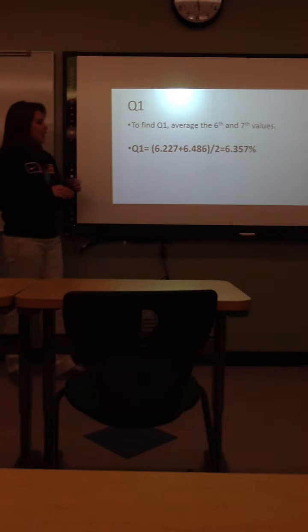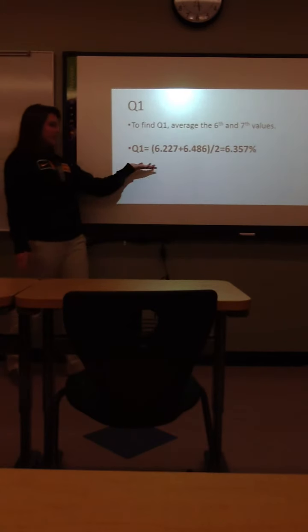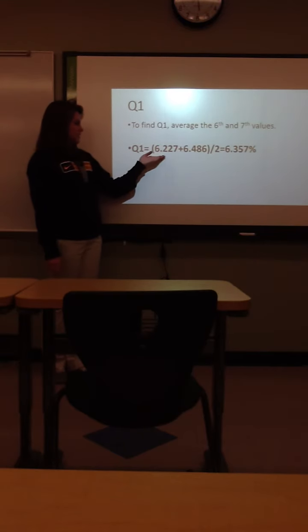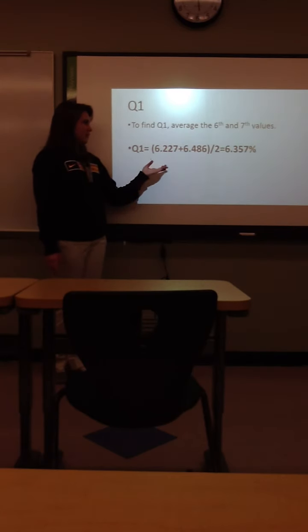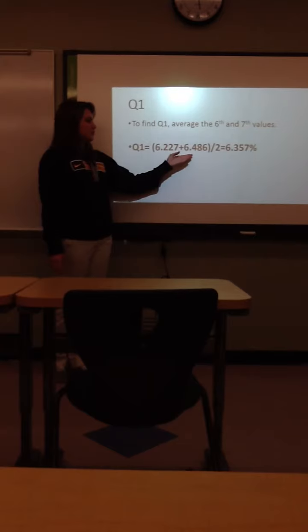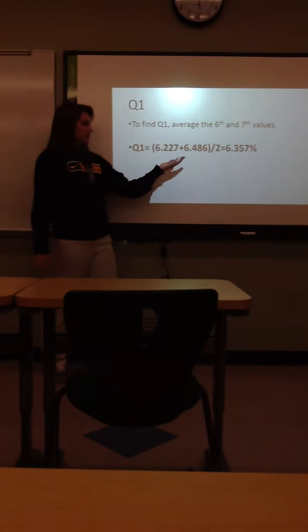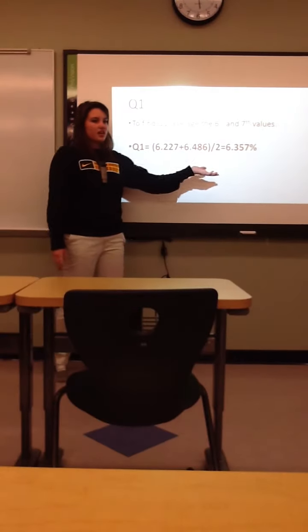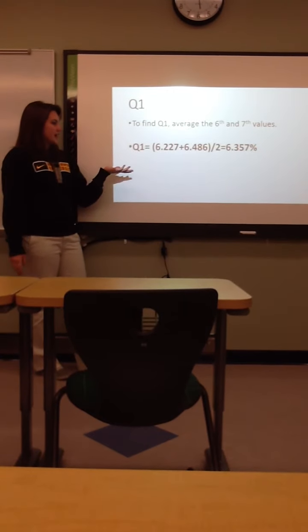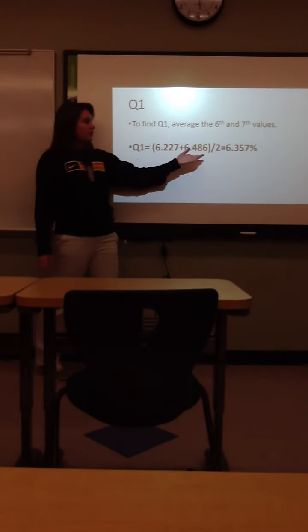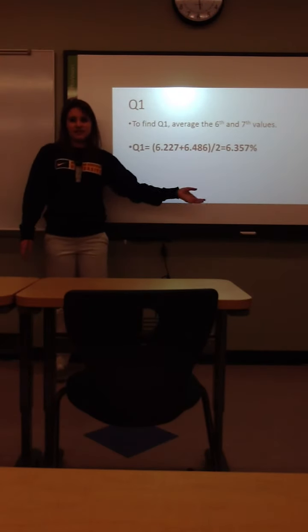To find the lower quartile, we need to add the 2 values together and divide by 2. The 6th value was 6.227 and the 7th value was 6.486. When you add this together and divide by 2, you get 6.357%. So Q1 means that a quarter of the data is below 6.357%.